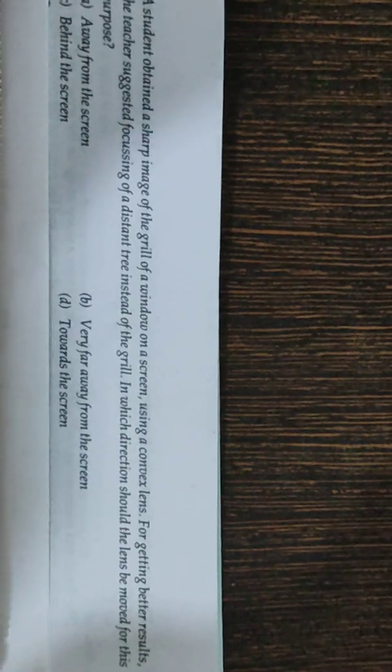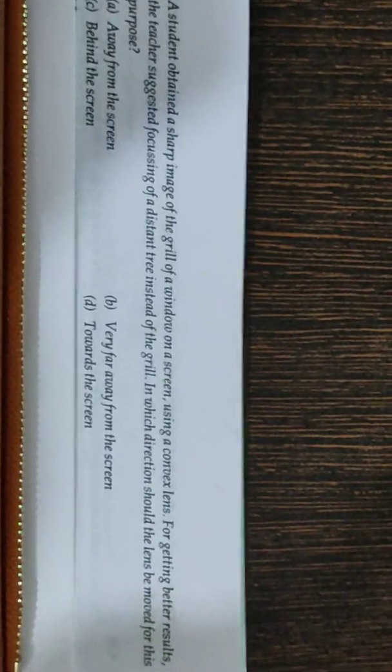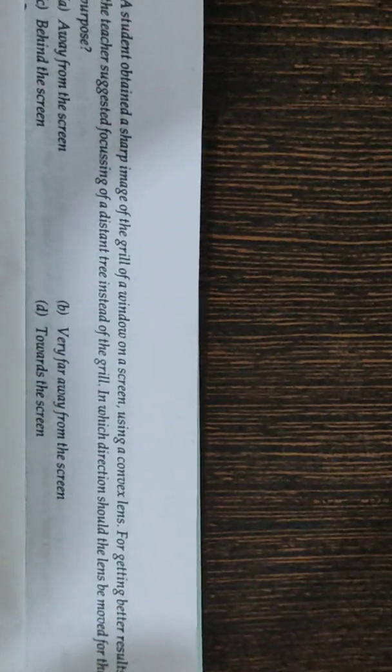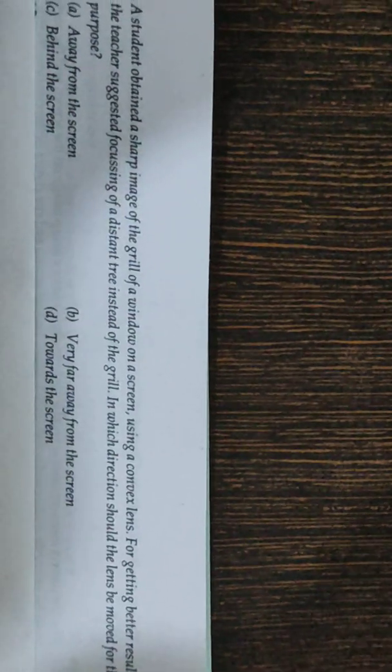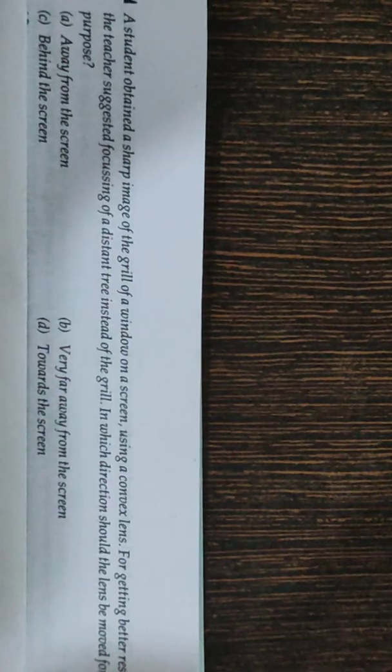Now the next MCQ is, a student obtained a sharp image of the grill of a window on a screen using a convex lens. For getting better results, the teacher suggested focusing a distant tree instead of the grill. So we see here first the image of a grill of a window is obtained on a screen, and then for getting better results, the teacher suggested focusing a distant tree instead of the grill. In which direction should the lens be moved for this purpose?